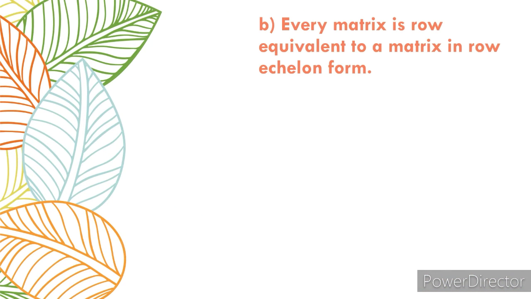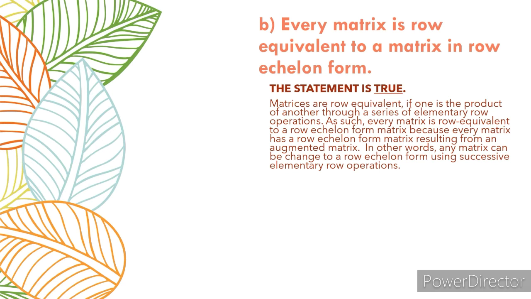Next, letter B. Every matrix is row equivalent to a matrix in row echelon form. The statement is true. Matrices are row equivalent if one is obtained from another through a series of elementary row operations. As such, every matrix is row equivalent to a row echelon form matrix, because every matrix has a row echelon form resulting from an augmented matrix. In other words, any matrix can be changed to row echelon form using successive elementary row operations.